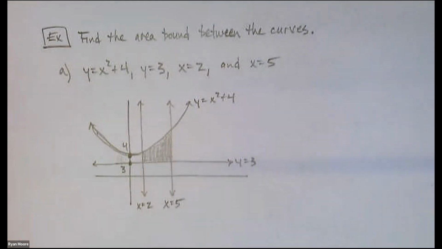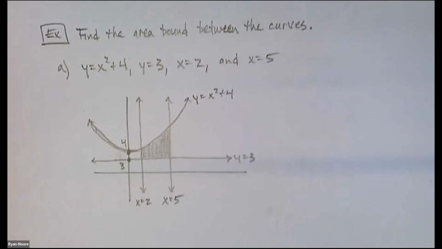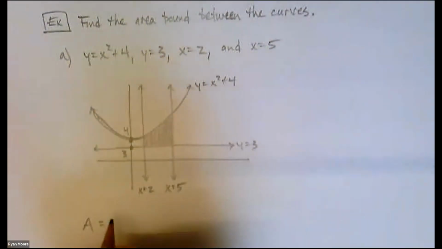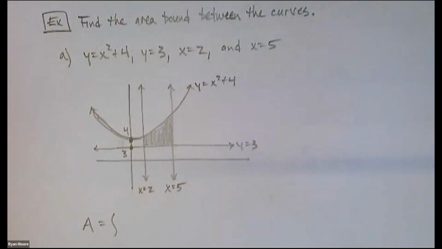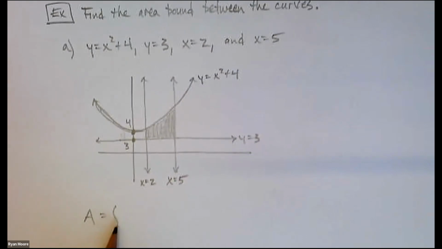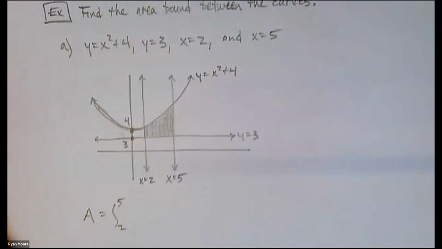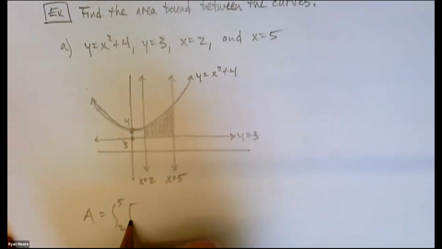Once I have that all set up, then I want to remember my integral formula. So I'm going to call it area equals integral. Let's think first, what would be the limits of integration? What are the a and the b? Looking at that, it's going to be those x values at 2 and at 5. That's my starting and stopping. And I'll put a bracket.